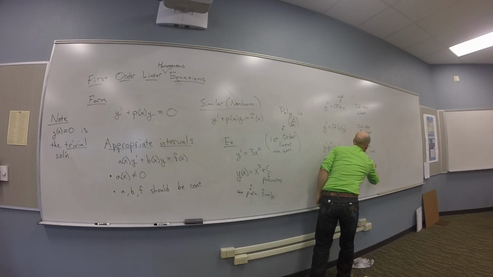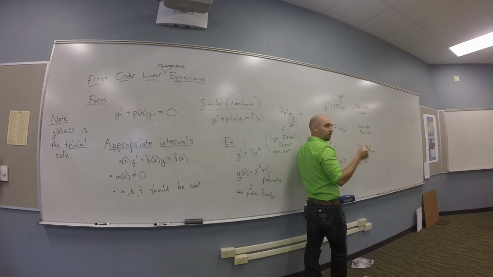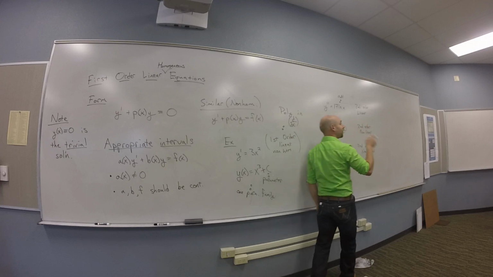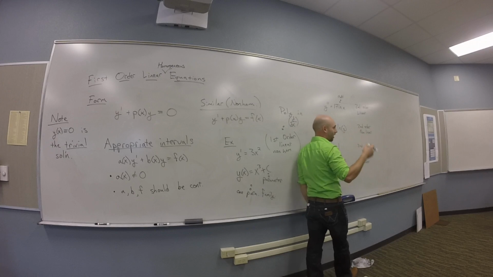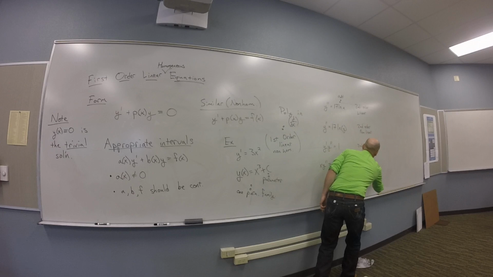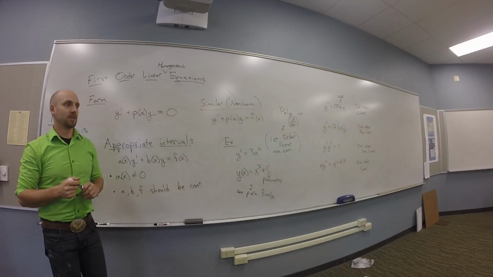The x is playing the role of kind of constants. If I thought about everything in x's as constants, and then all I cared about was the derivatives as my variable, and then I put these y's kicking around, yeah, you would get this kind of thing. Sorry, the derivatives are like the powers, and the y's are the variable. So this is second order and linear. You guys all good with these?